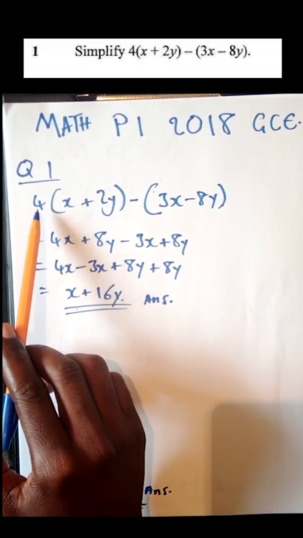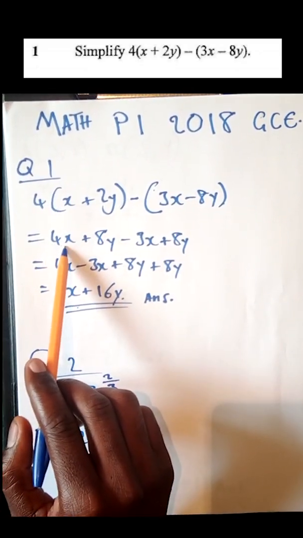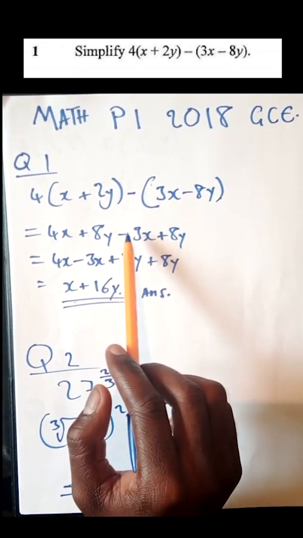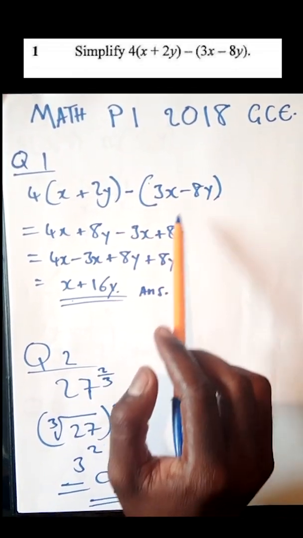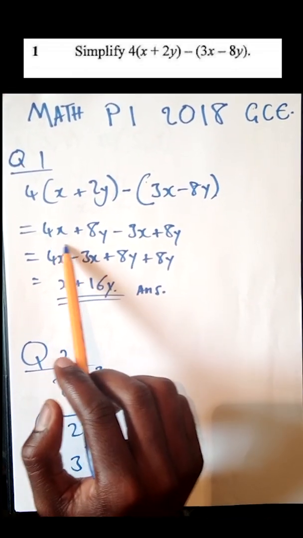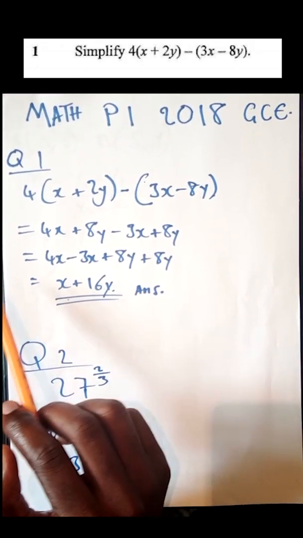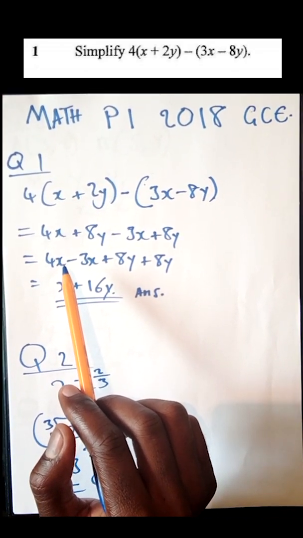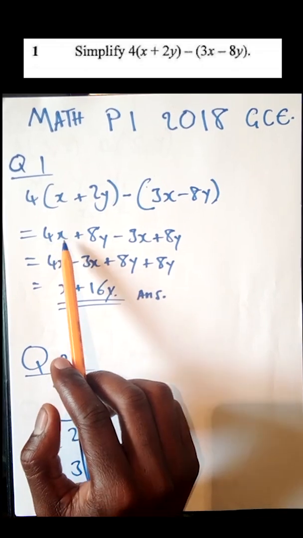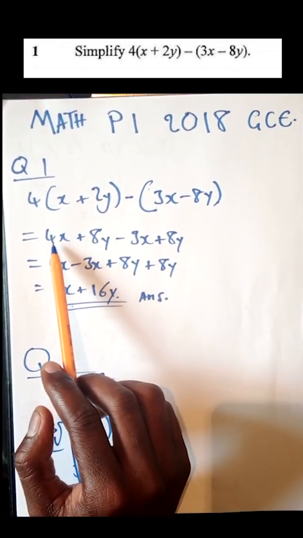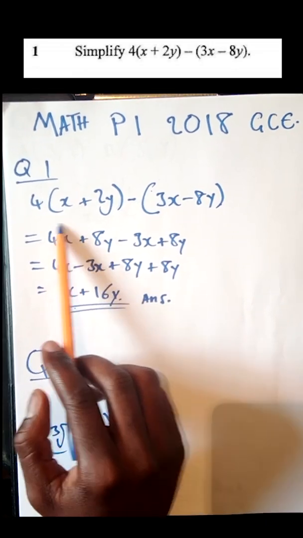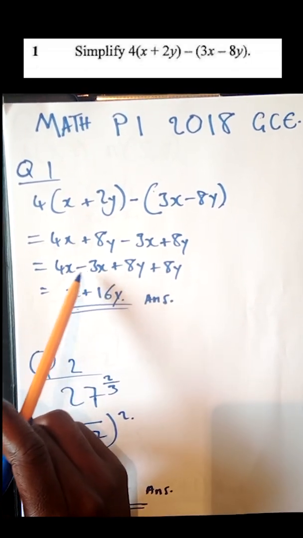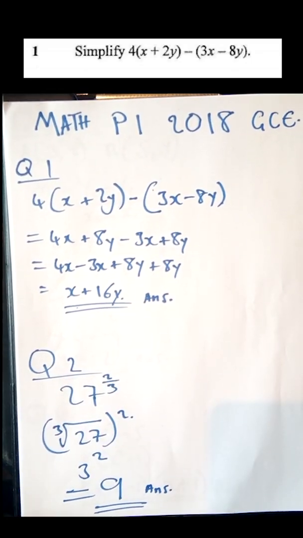inside it. So here we did it: 4 by x, that is 4x, 4 by 2y, that is 8y, negative by 3x, that is negative 3x, negative by negative 8y, that is positive 8y. So you've opened the brackets in this way. The next step, you have to collect the like terms together. By like terms, we mean those terms which have the same variable, and by variable we mean letters. The terms which have the same variable are 4x as well as negative 3x. So you get your 4x and your negative 3x here, 8y and your positive 8y, like that.